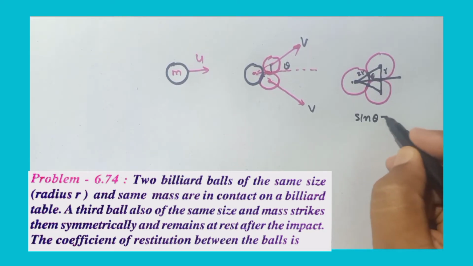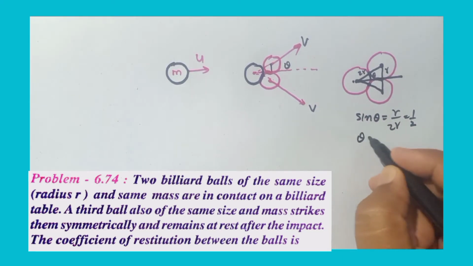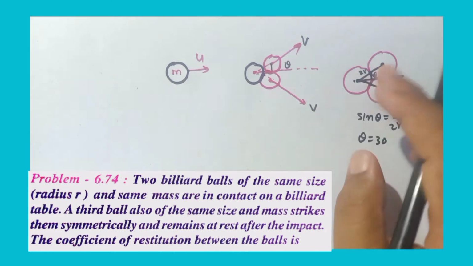For that you can take sin theta equal to opposite side by hypotenuse, where the total length is 2r, which gives 1 by 2. So theta is 30 degrees, from these three balls colliding with each other.